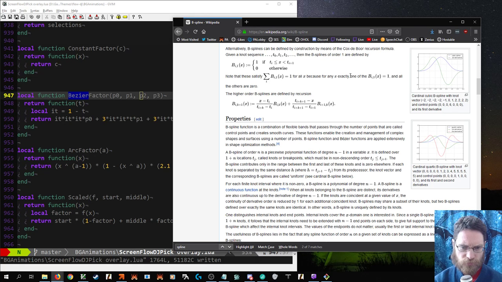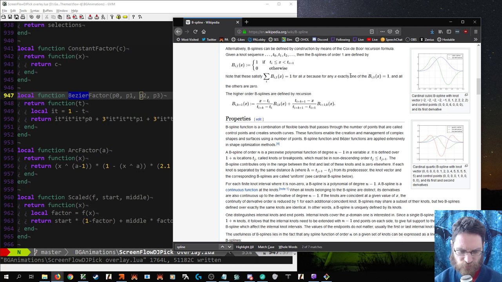Combination of flexible bands passes through a number of points that are called control points and creates smooth curves. Degree n minus 1. 1 plus n locations called tj, called knots, are breakpoints. Only in the range between the first and last of these knots and is 0 elsewhere.